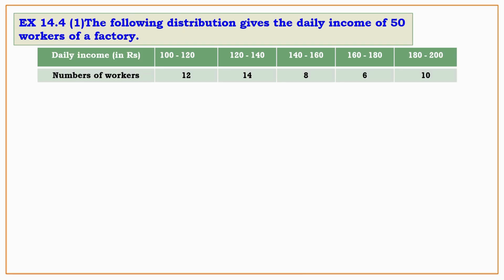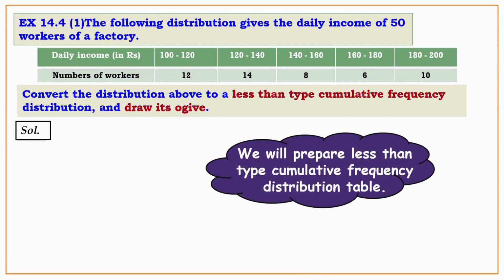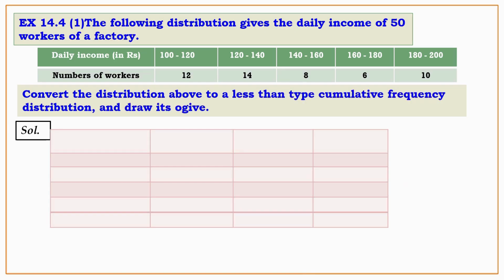The daily income is given, and that is the class interval, and the number of workers is the frequency. Now convert the distribution above to a less than type cumulative frequency distribution and then draw its Ogive curve. So first we will prepare the less than type frequency distribution table. Let us take a look at how we will do that.